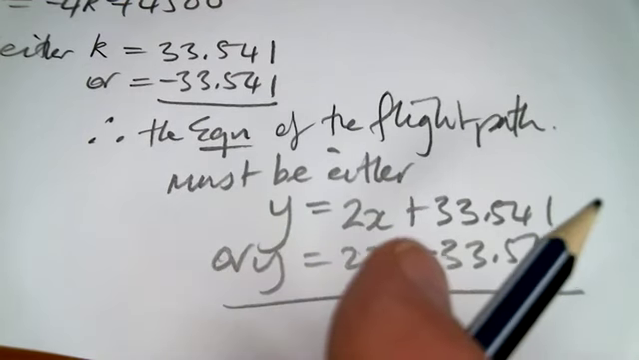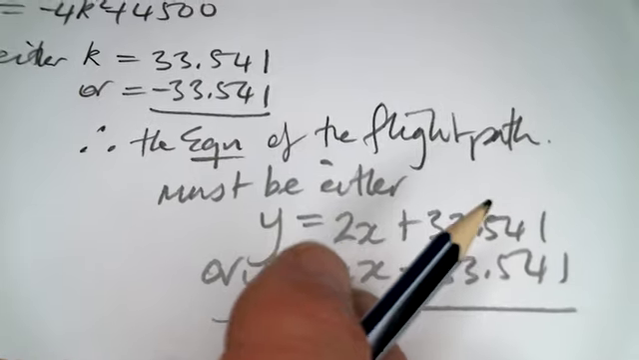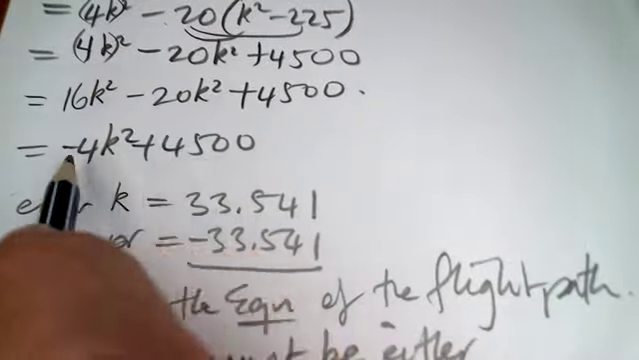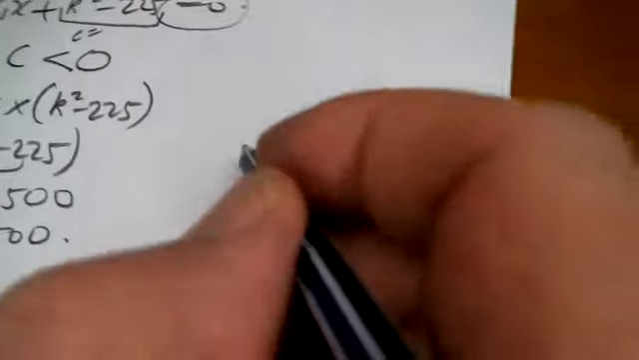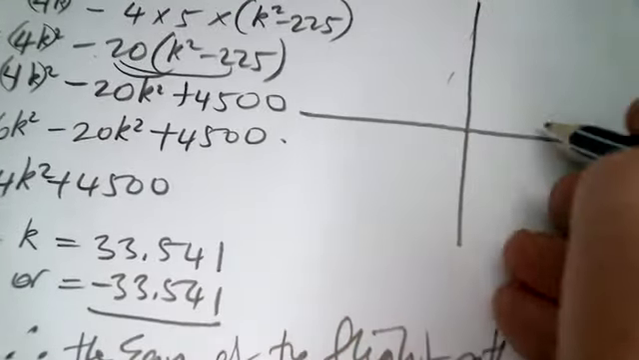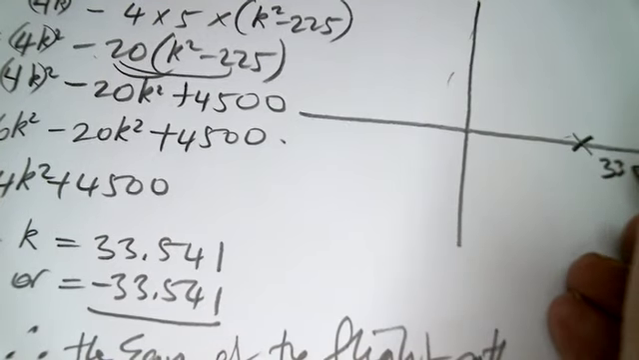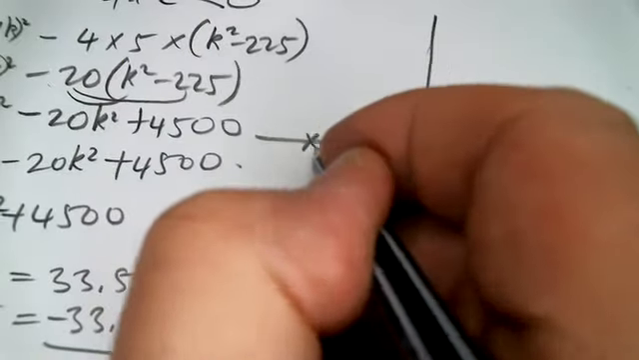The other thing, of course, which I would do at this point, is that it's perfectly reasonable to draw the parabola, because this thing is actually a parabola. If you think that k is an x squared, then you're going to end up with something that looks like this. Yeah, you got your parabola, and you know you've got 33.541 over here, and this is -33.